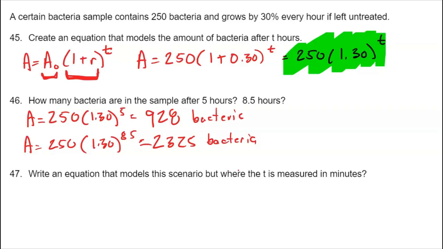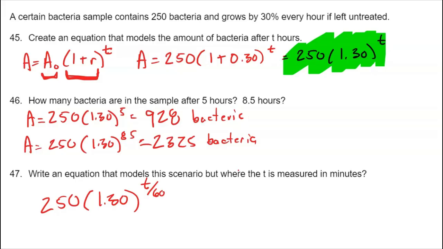Well, I always think basic, right? If you have 60 minutes, you would divide by 60 to get, oh, that's 1 hour. So to convert minutes to hours, you simply divide by 60, right? If you have 120 minutes, divide by 60, that's 2 hours. So what we're going to do here is take the equation 250 times 1.30, but we're going to raise it to t divided by 60.